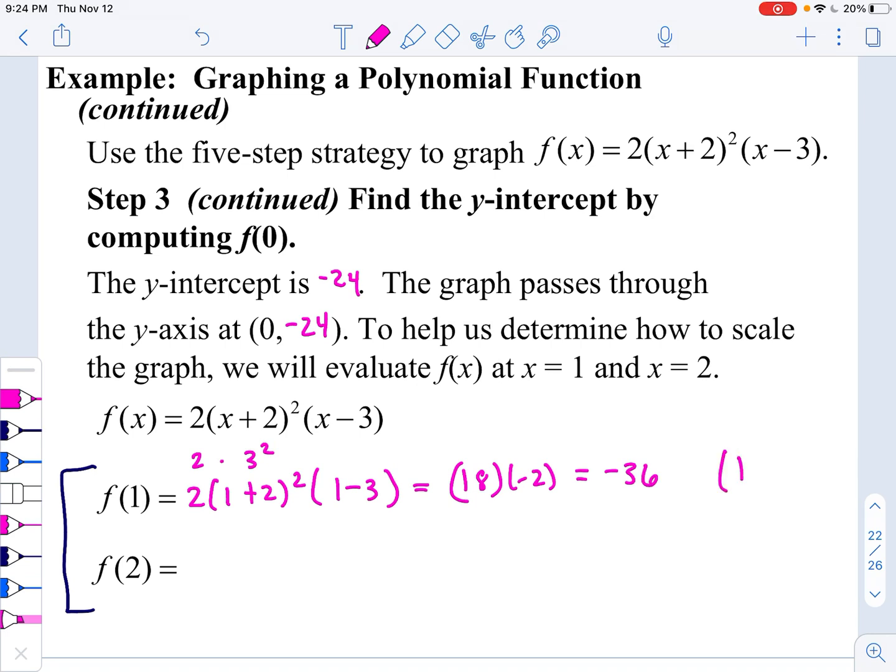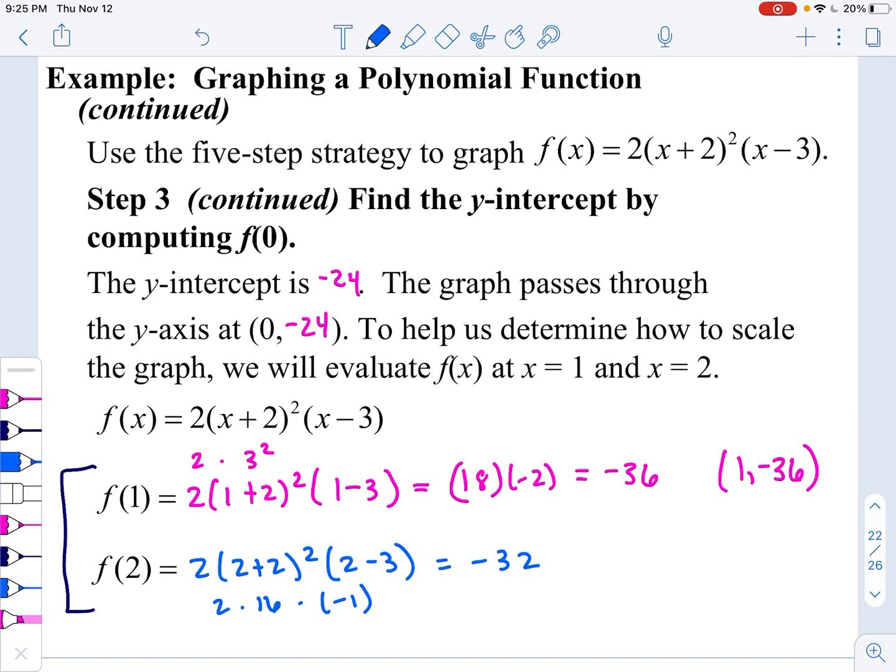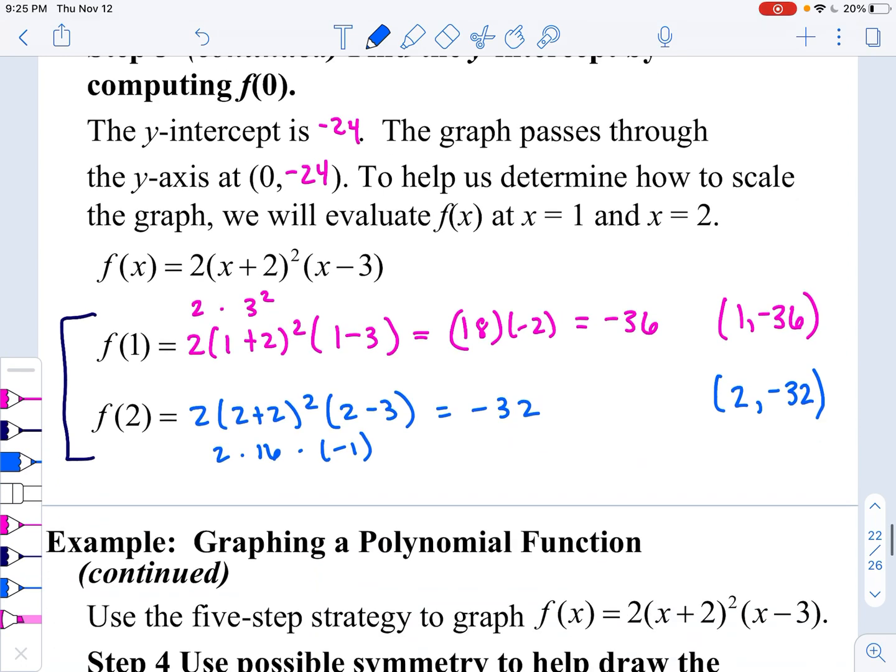So that means at that ordered pair, (1, -36). If we evaluate f of 2, we plug in 2. So we take (2 plus 2) squared and (2 minus 3). 2 plus 2 is 4. 4 squared gives us 16, times 2, times (2 minus 3), which is -1. So 2 times 16 gives us 32, times -1, gives us -32. So that's going to give us an ordered pair over at 2, down at -32. So again, we'll take it back to our graph and see what we can come up with.